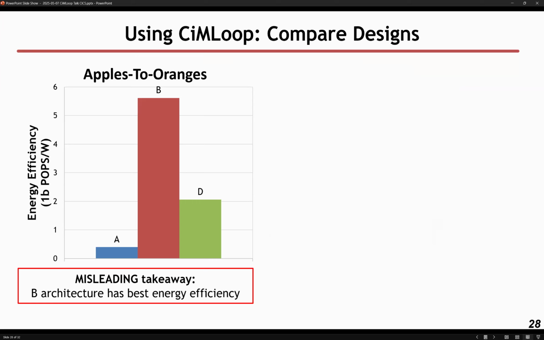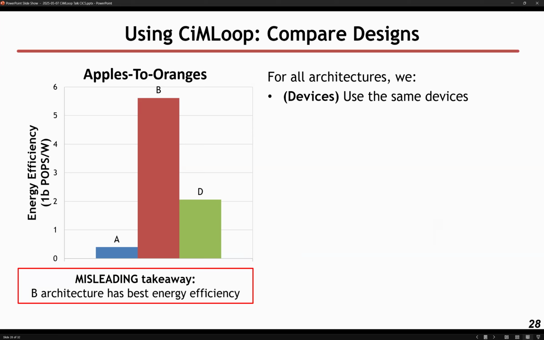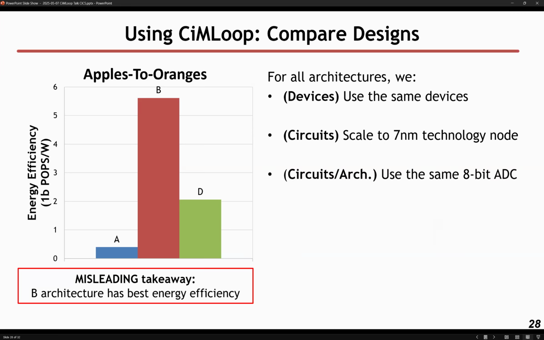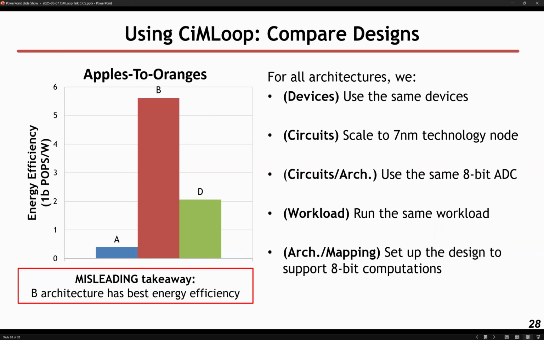So looking at the values straight from the papers, we would get the misleading takeaway that architecture B has the best energy efficiency because on the plot, it has the highest power. However, we can do better with CiMLoop. So using CiMLoop for all architectures, we will use the same devices. We'll scale them to the 7 nanometer technology nodes. They have the same circuits. We use the same 8-bit ADCs, run the same workload, and set up the design to support 8-bit computations. So in order to compare even one level of the stack, notice how we had to touch every single one.